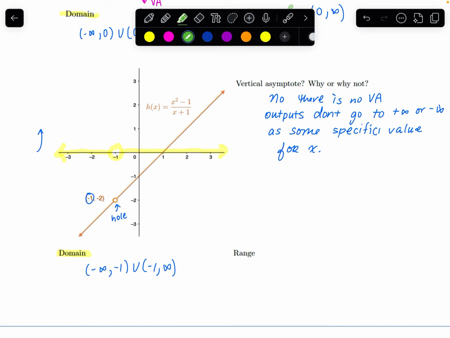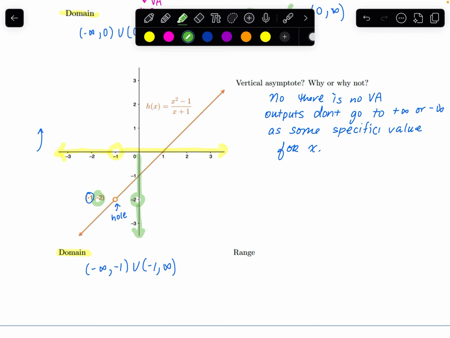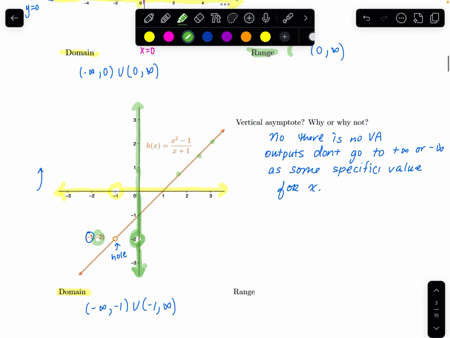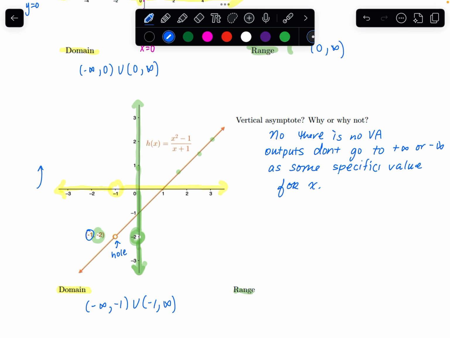For our range, notice that hole again right here at -2. So I'm going to have all the values from negative infinity. I'm not going to include -2, but then if we take a look, we have points all along our graph all the way up to positive infinity. And so for my range, I have all real numbers, so negative infinity to -2, union -2 to infinity. All real numbers except for -2.